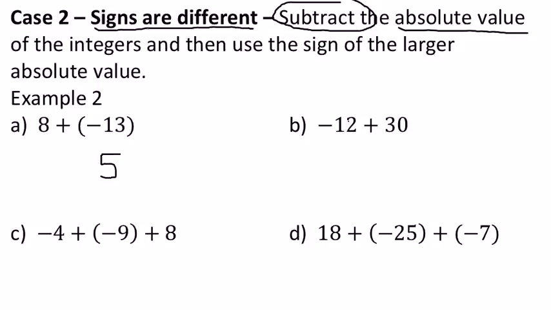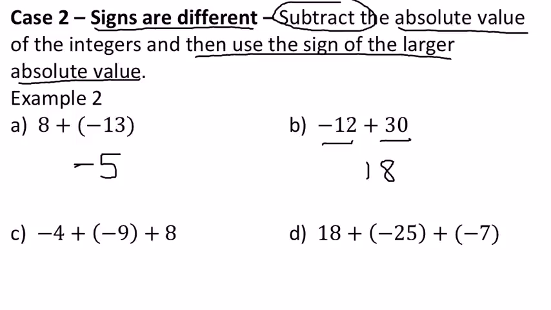However, we have to make sure that we get the right sign, and it says use the sign of the larger absolute value. Well, 13 is the larger absolute value, so that means the answer is a negative 5. You've got negative 12 plus 30. Signs are different. Subtract them. 30 minus 12 is 18. Which one has a larger absolute value? Well, the positive does, so the answer is just 18.